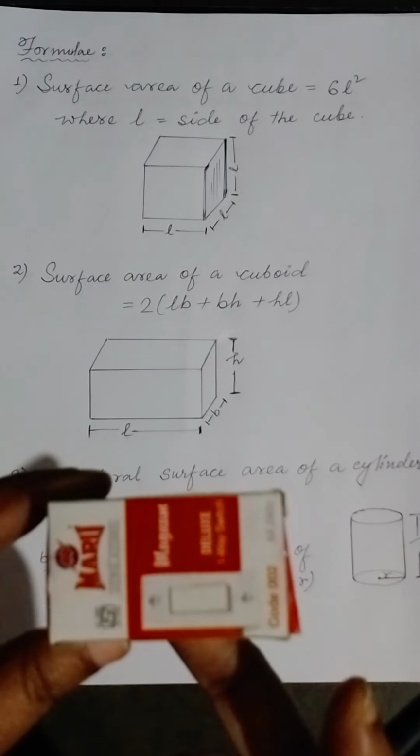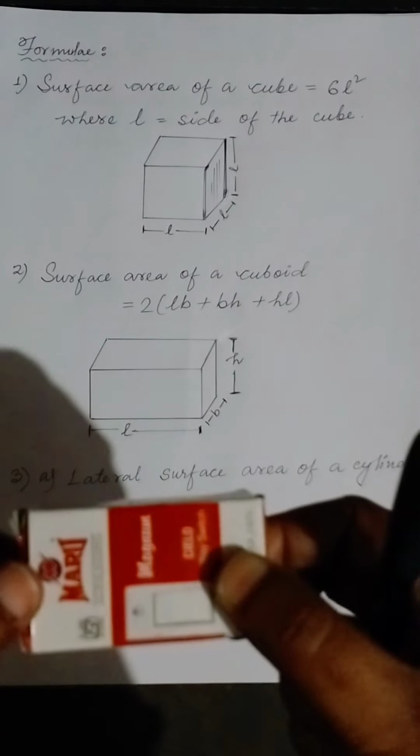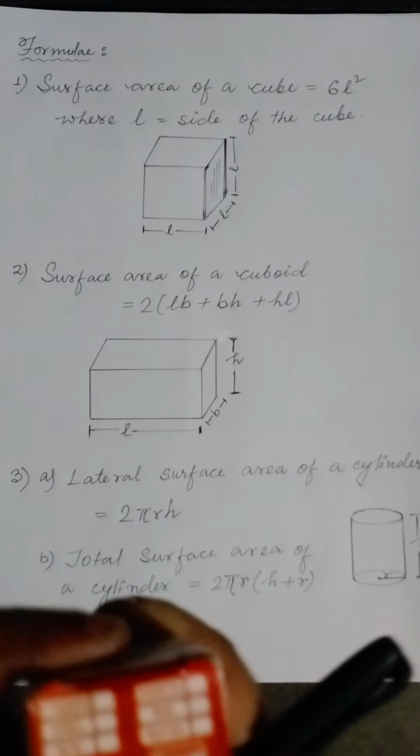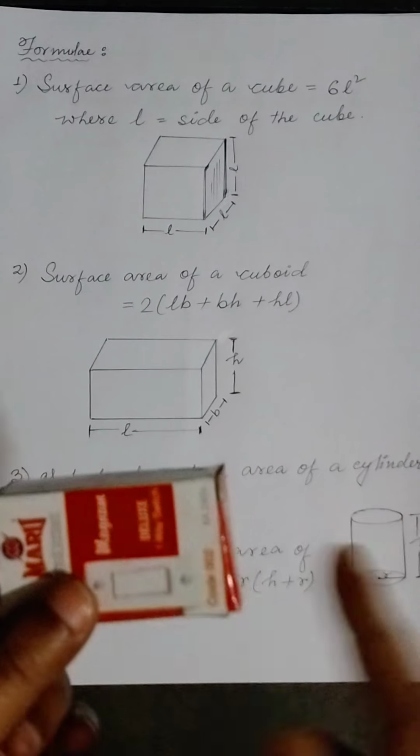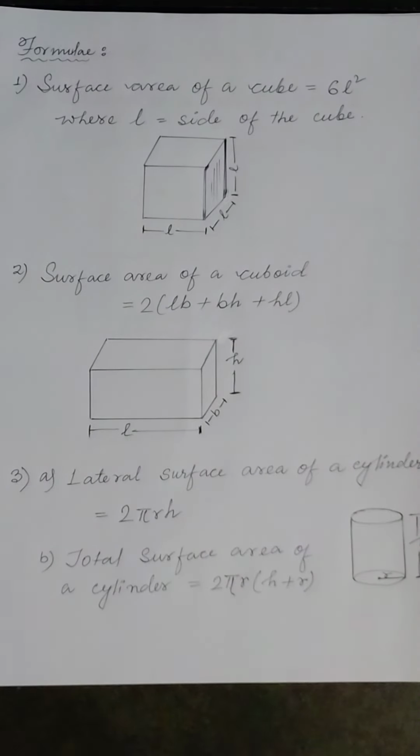1, 2, 3, 4, 5, 6. 6 faces are there. That means, the cuboid I have shown you now is a cuboid because length, breadth, height all are different. Is it? Okay.